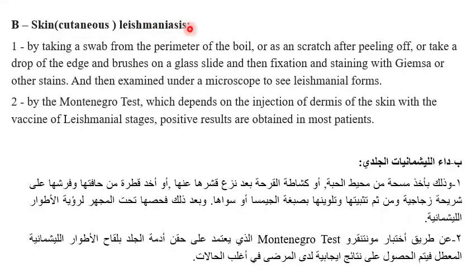For cutaneous leishmaniasis, take a swab from the perimeter of the boil or a scratch after peeling off, or take a drop from the edge and brush it on a glass slide and then fixation or staining with Giemsa or other stains, and then examine under the microscope to see Leishmanial forms, or by a test called the Montenegro test, which depends on injection of germs into the skin with vaccine of the Leishmanial stage. Positive results are obtained in most patients.